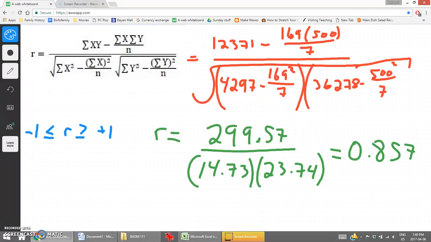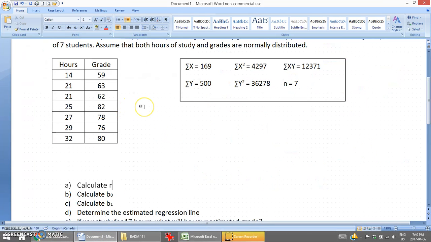R at +1 would indicate that there is an extreme positive perfect relationship. -1 would mean that there is an extreme perfect negative relationship between the two variables. So in our example, we are left with a positive value. So if we go back to our data, we know that because it's positive, as hours increase, grades would increase. So as time spent studying increases, so does your grade.